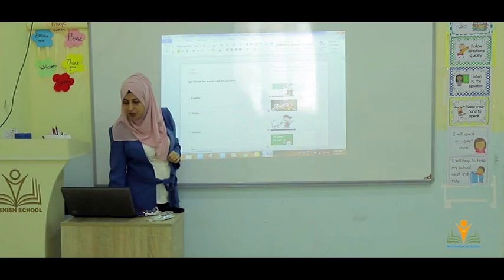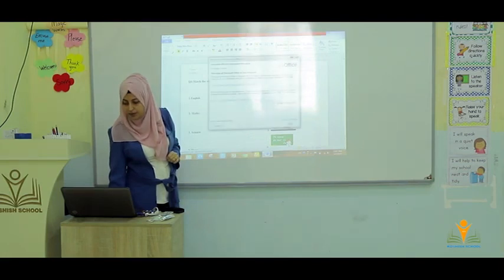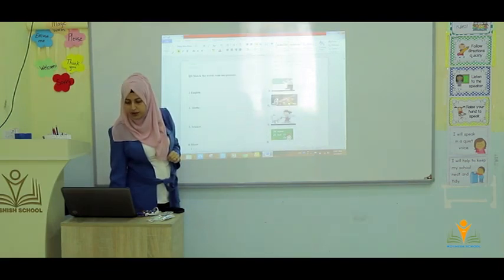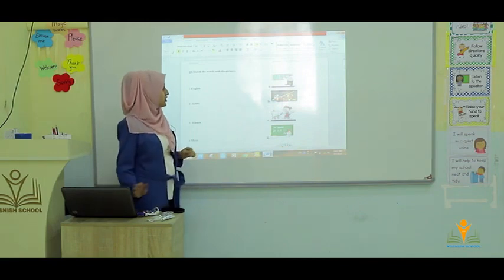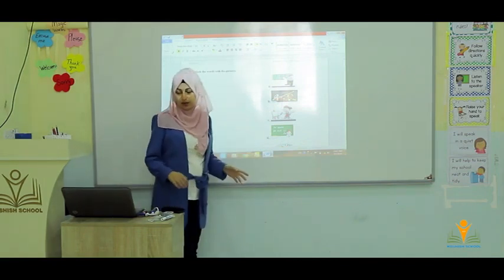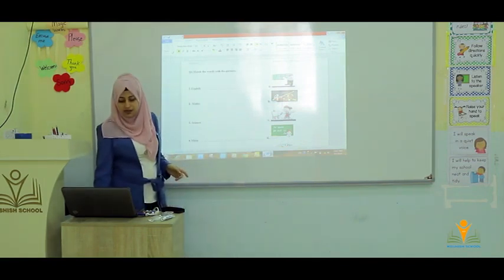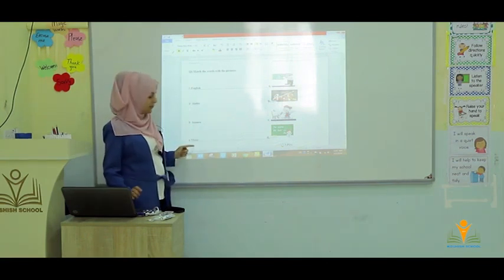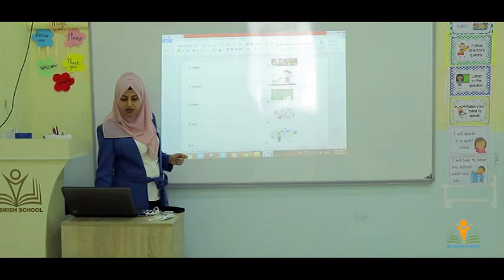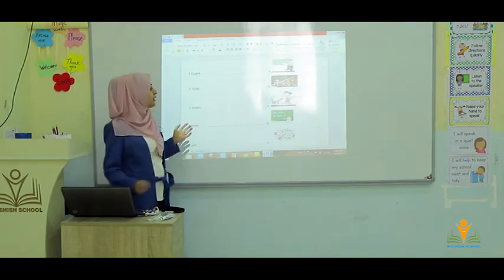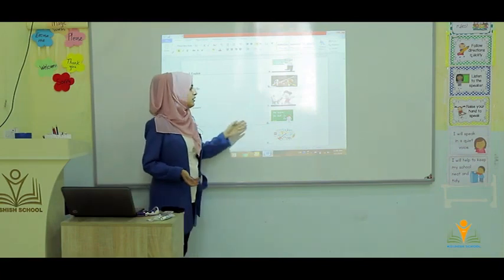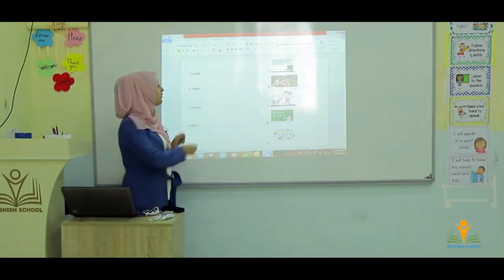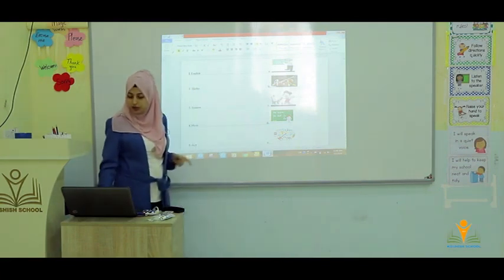Here is question 1. Match the words with the pictures. Of course, they are the subjects, okay? We have the words English, maths, science, music, art, PE. And here are the pictures. Which one is English? Which one is PE? Which one is art? You have to match them, okay? Try to look at them.